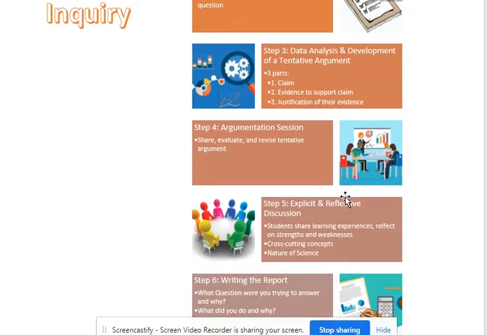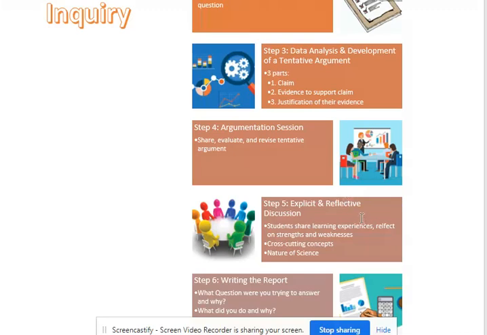Step 4 is an argumentation session. So you will share step 3 basically with your peers. So you're going to share your claim, your evidence, and your justification. And then you'll also see what your peers are doing and you will evaluate each other. And then you'll go back and revise your tentative argument.